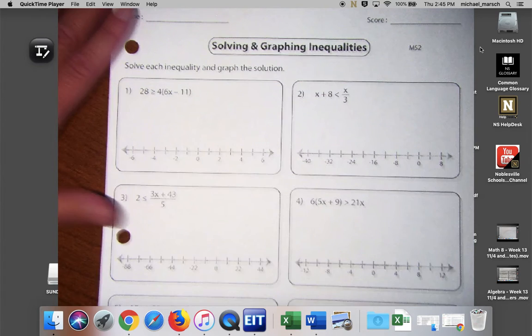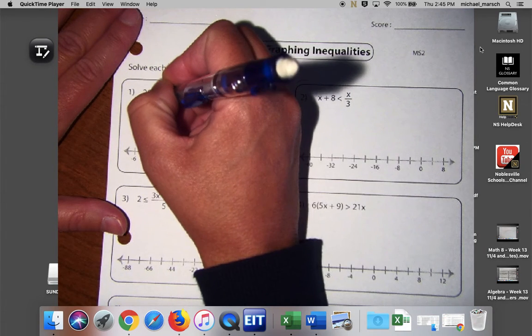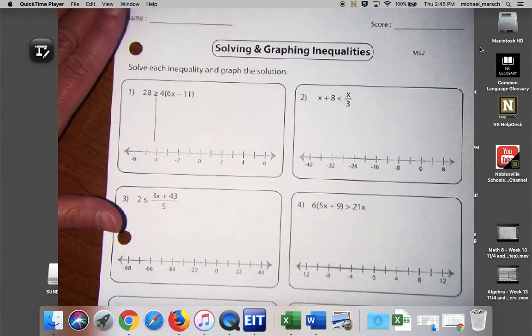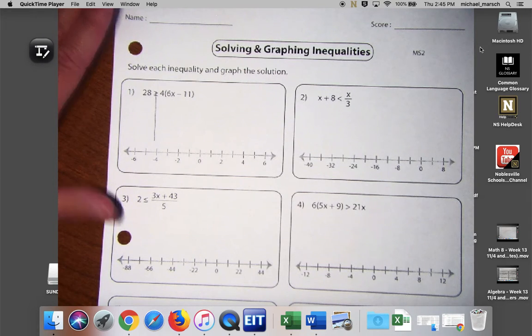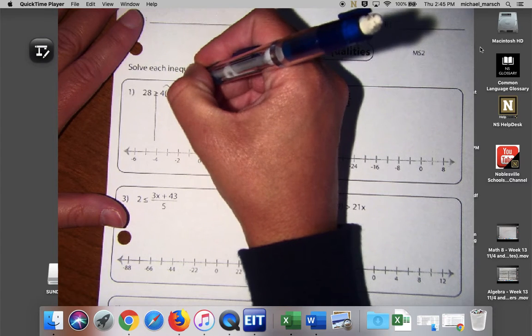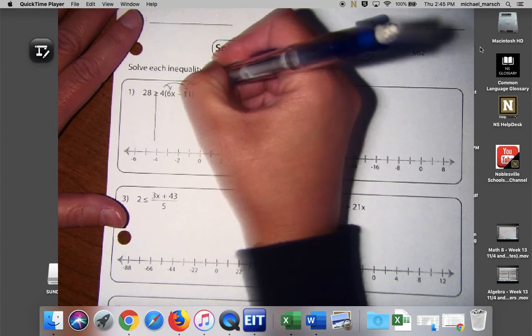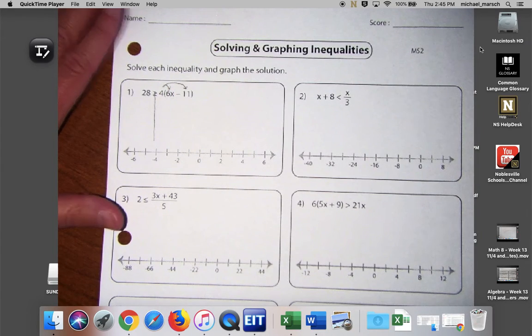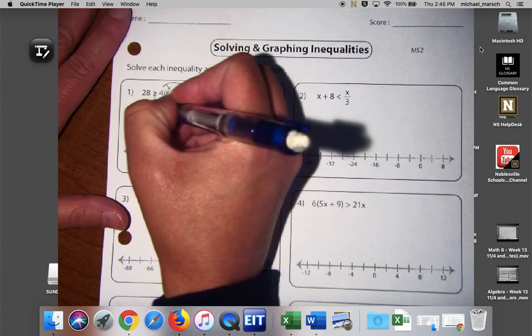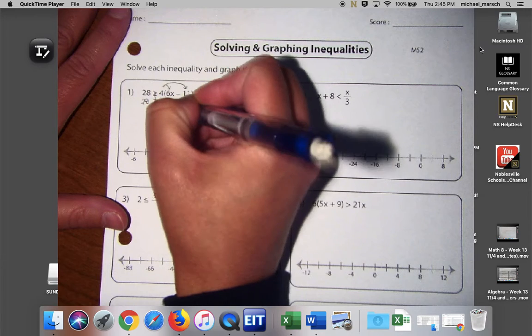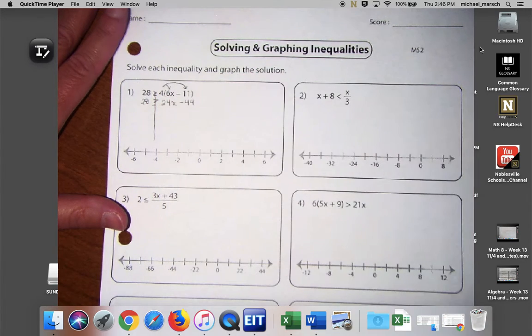What would I do, Mason? Wall of equality. Wall of equality, always. What's going to be my next step? Carter? Distributive property. Yep. So I have 28 is greater than or equal to 24x minus 44.